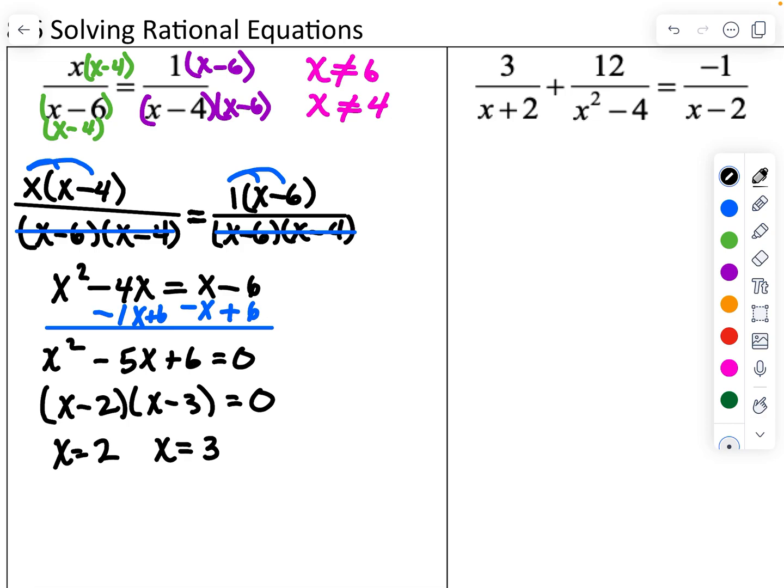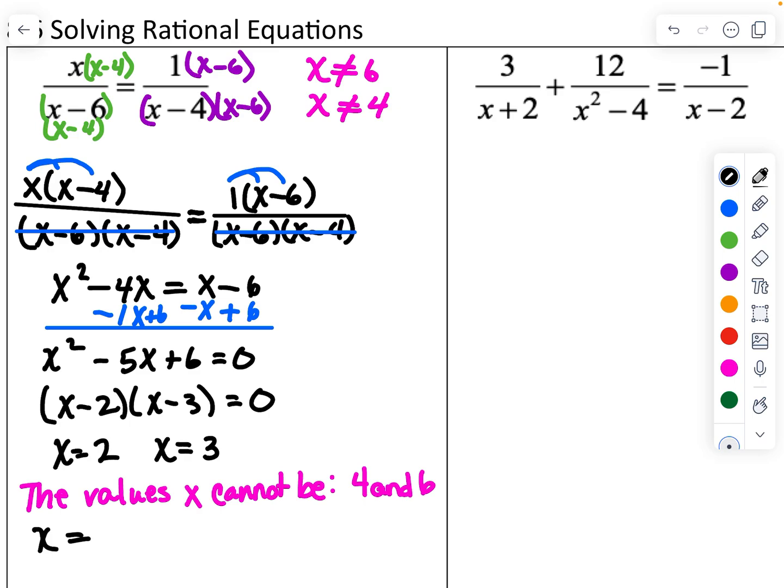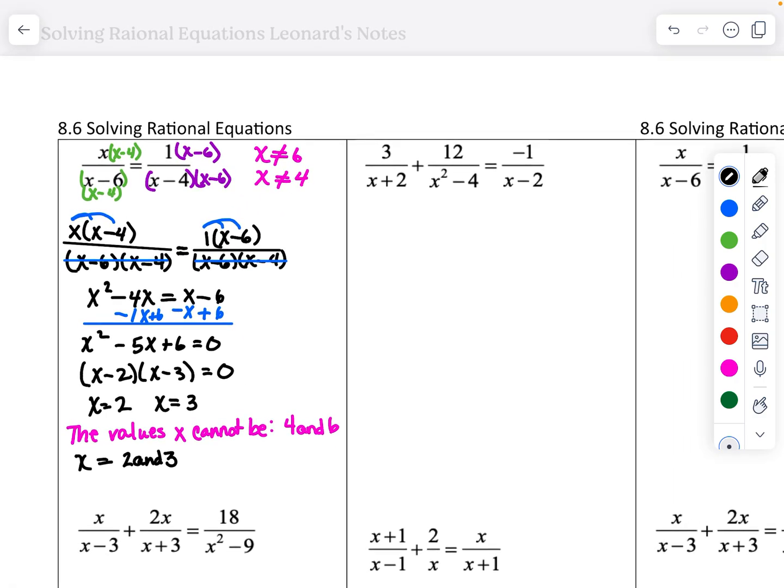So in Canvas, you're going to say the values x cannot be are 4 and 6, and x is equal to 2 and 3. All right.